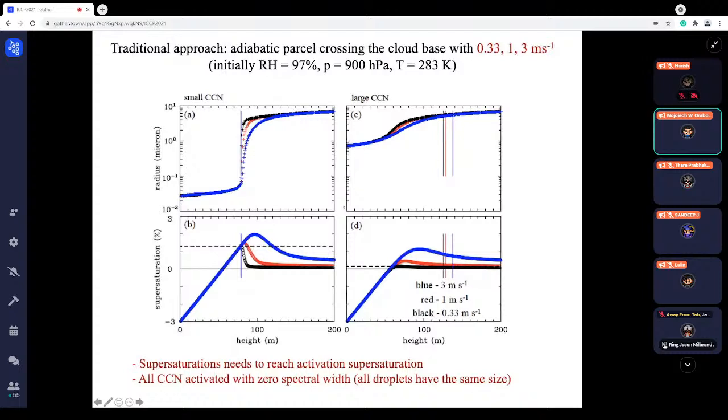updraft strengths. So, of course, the supersaturation needs to reach the activation supersaturation. This is the activation supersaturation here. So you start with -3%, 97% relative humidity. It increases, reaches saturation, it continues to increase, and once you reach the activation supersaturation, you activate. And in fact, you activate all CCN, that's expected. If you have a large updraft, the blue line, supersaturation keeps increasing before the water uptake and latent heat release brings it back below. So that's the classical picture.